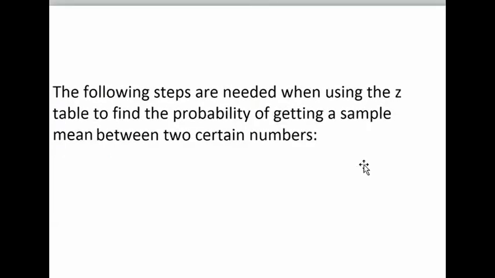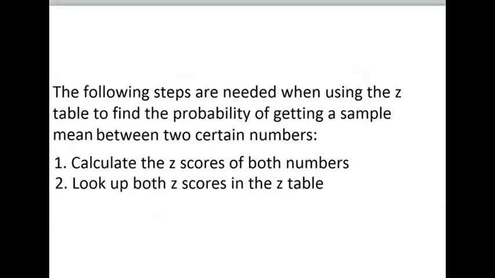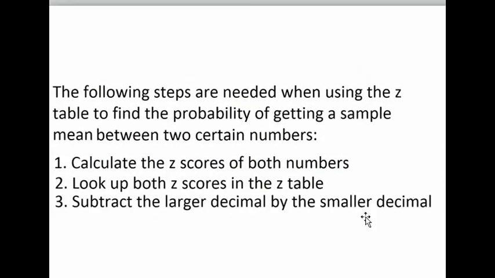Now let's look over the steps that are needed to use the z-score to find the probability of getting a sample mean between two specific numbers. First, you calculate the z-scores of both numbers that you're interested in. Then you look up both z-scores in the z-table, and then you subtract the larger decimal by the smaller decimal. And I'll go through a few examples of these types of problems with you.